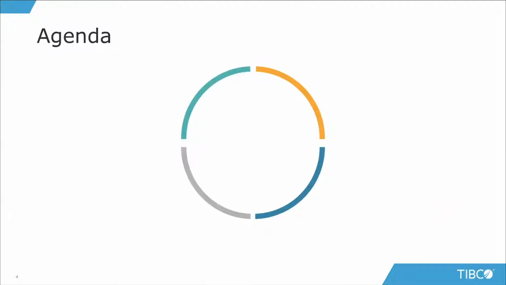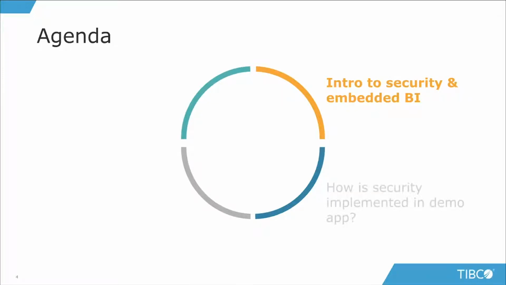And to give everyone a sense of what the agenda is going to look like, we're going to start off with just a general introduction to security and embedded BI. When you talk about embedding software into other software, what are some of the implications of that, and what are some of the things you need to think about when it comes to security? And to do that as you scale additional users or add additional customers. The second thing we'll look at, after we talk about this at a conceptual level, is how security is actually implemented in the demo application itself. We'll walk you through that portion.